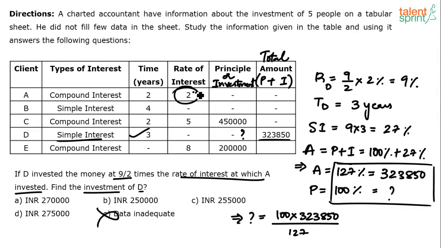A's rate of investment is 2% per annum. D is 9 by 2 times of 2% per annum. 2 and 2 get cancelled, right? It will be 9%. Okay. Anyway, I'm sure you'll do the calculation. The answer here is option C, 2,55,000.